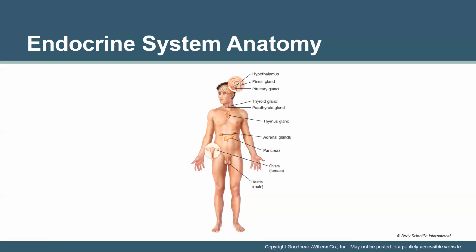So a couple things I want to point out here. Your testes and your ovaries can also be classified within the reproductive system, but they are also endocrine organs and construct. The pancreas is classified also as one of your digestive organs. Your thymus gland, that is part of your lymphatic system also. So we're seeing that a lot of these glands will have multiple placements in multiple body systems.